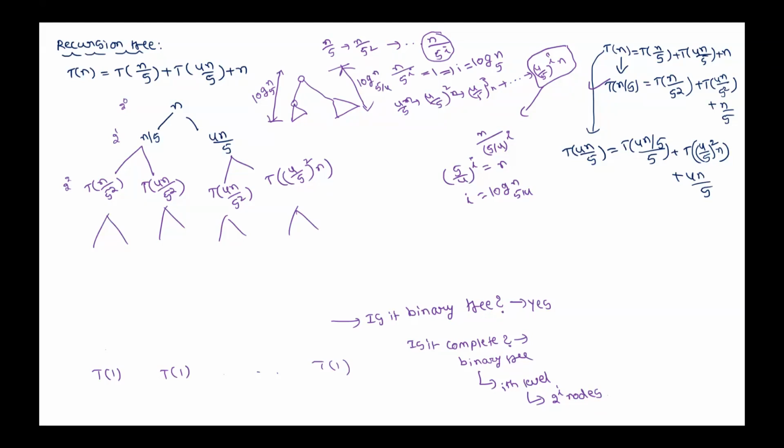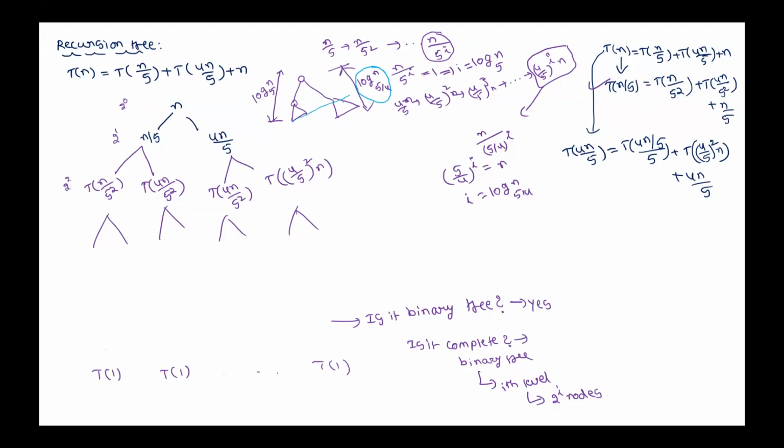Out of these two, which is more, log n base 5 or log n base 5 by 4? The left side is smaller. Smaller means the log n base 5 by 4 value is high, no? That means this side goes down. That means this is going to be the height, no? And after this, it stops.